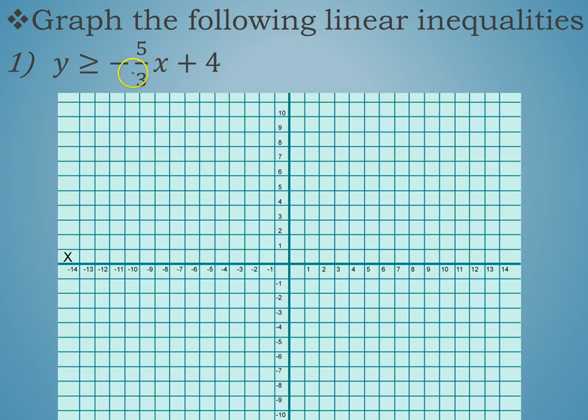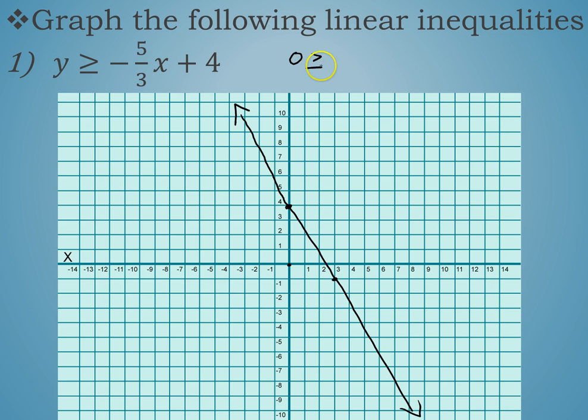y is greater than or equal to -5/3 of x plus 4. So again, we'll plot our y-intercept, the 4. Our slope is -5/3, so we go down 5 and to the right 3. Now, because it's greater than or equal to, I can connect the dots with a solid line. So now I want to know, is my origin in the shaded region or is it not?